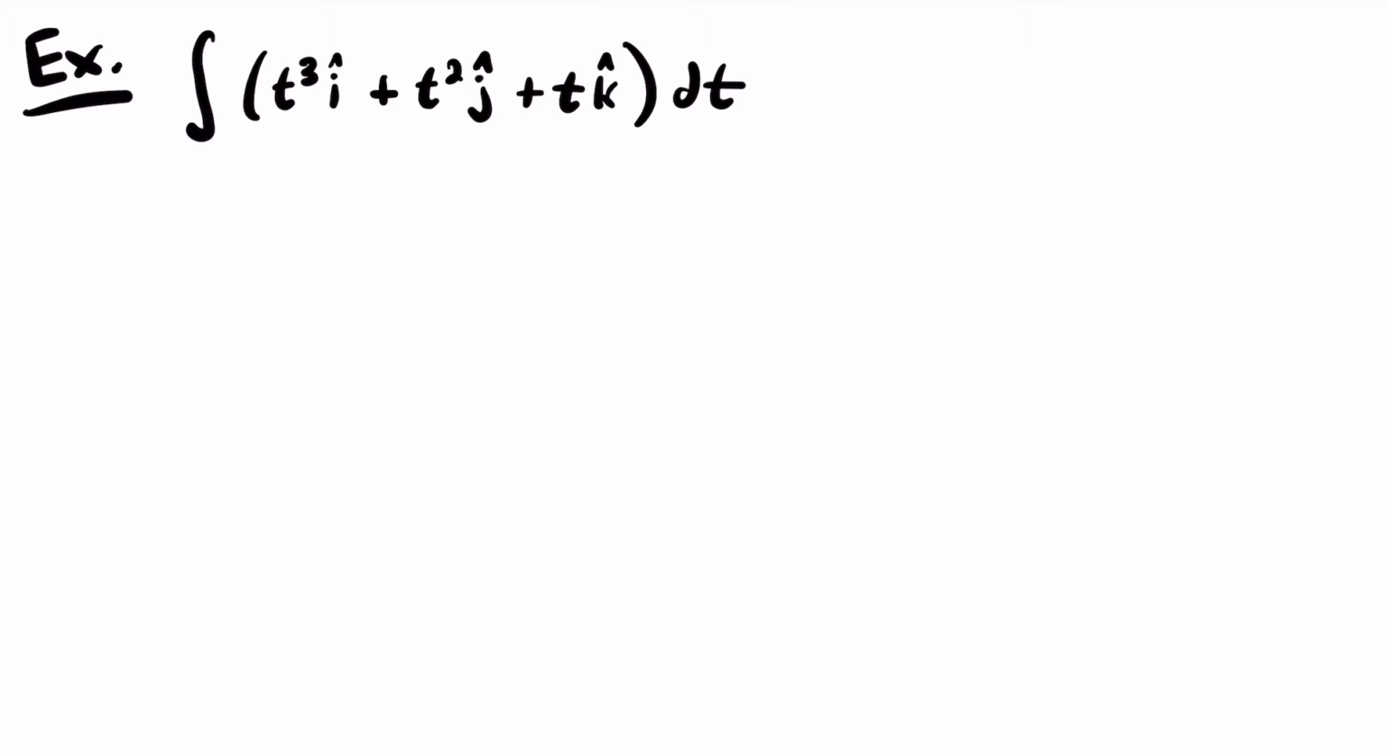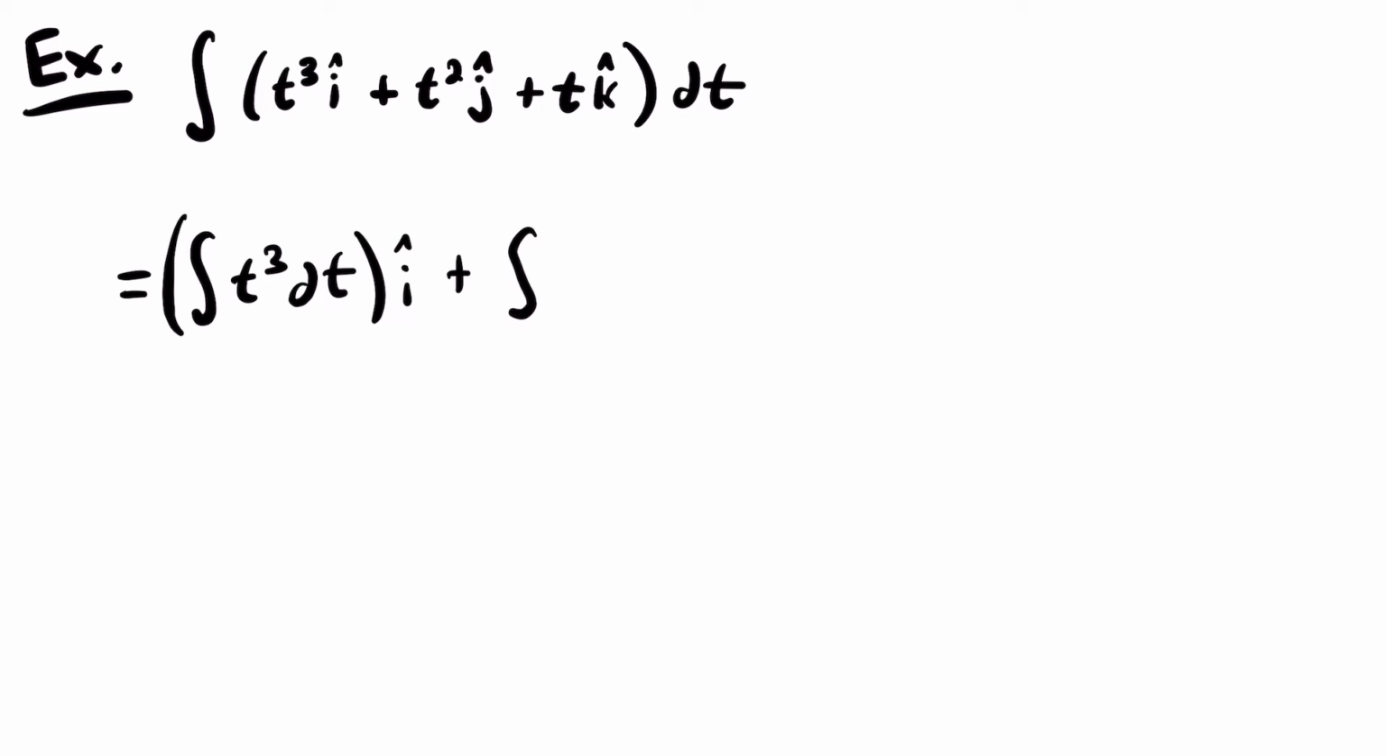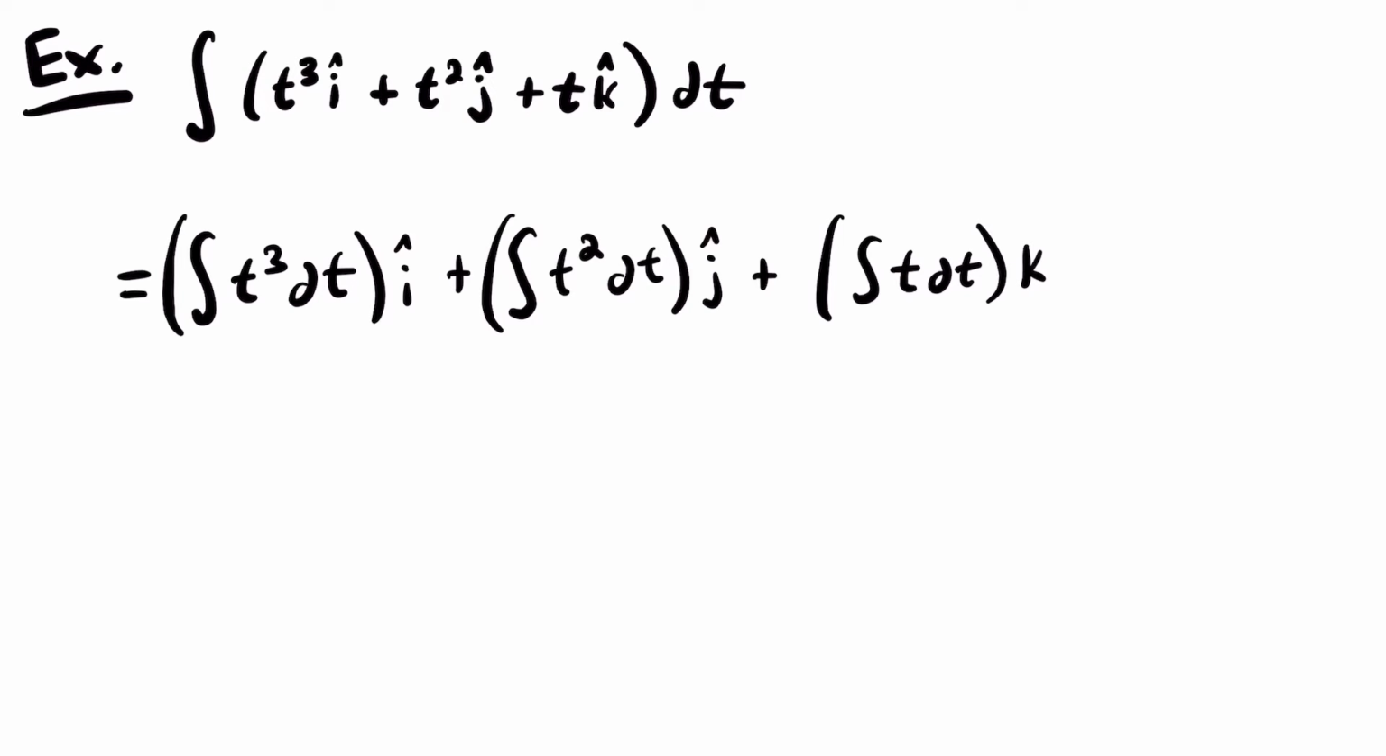But in this case, we have three very simple functions to integrate, so I'm just going to keep them all in one line here. All right, so what we're going to have here is the integral of t cubed dt, and that will be multiplied by i. Then we'll have the integral of t squared dt, and that's all multiplied by j. And then we have the integral of t dt times k. All right, we're taking the integral of each component individually. This is the integral of the x component, this is the integral of the y component, and this is the integral of the z component. And so now we just have to solve each of these indefinite integrals.